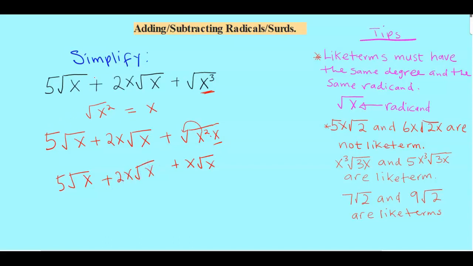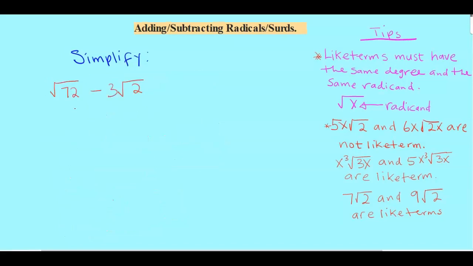Now we have to combine like terms. These two are like terms. If you want, you can put 1 here. They have the same degree coefficient and they have the same radical. So we can combine them, and it's 2 plus 1. That makes 3. So here we got 3x root x. Here we will write our 5 root x, and that simplifies the whole expression.